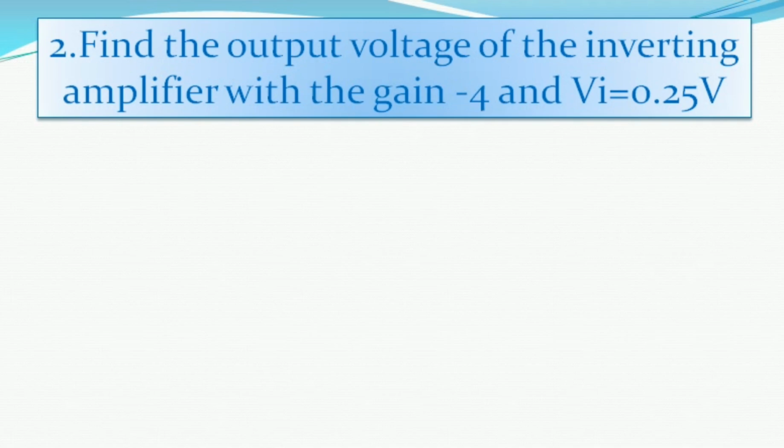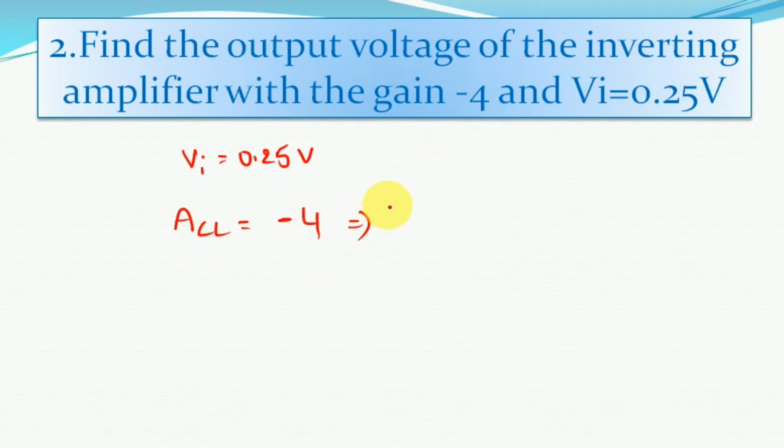Now let us see the second model they have given, that is, find the output voltage of the inverting amplifier with the gain minus 4 and the input voltage as 0.25 volts. So here they have given the input voltage as 0.25 volts and the gain. Now what gain they have given? They have given the closed loop gain of the inverting amplifier, and the closed loop gain is minus 4.